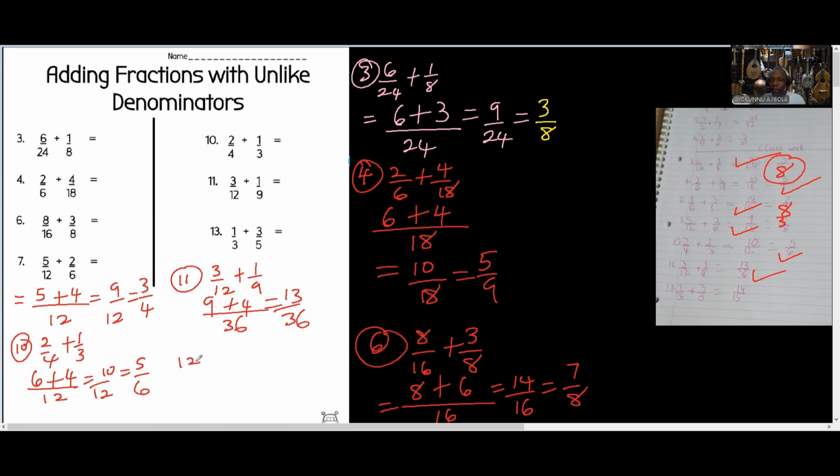Then the last but not the least, which is number 13. 1 over 3 plus 3 over 5. LCM is 15. 3 here 5 times 1. We have 5 here 3 times 3. And this is 14 over 15, which is also correct. So you've done a good job with this, okay?